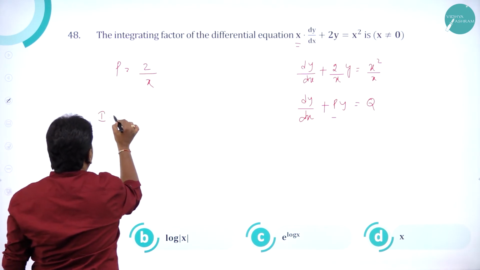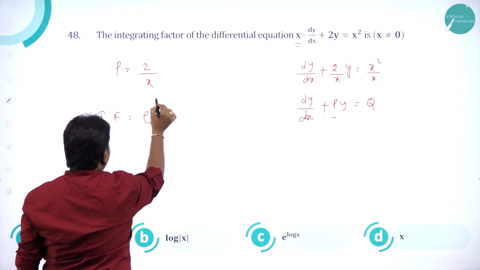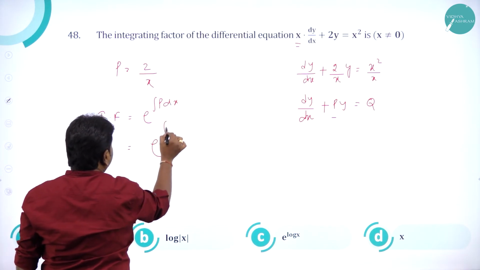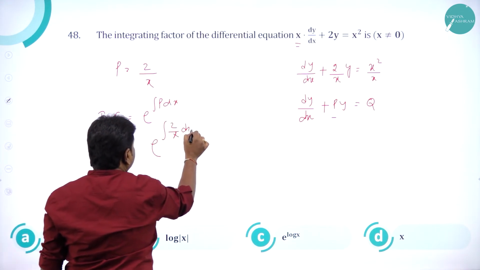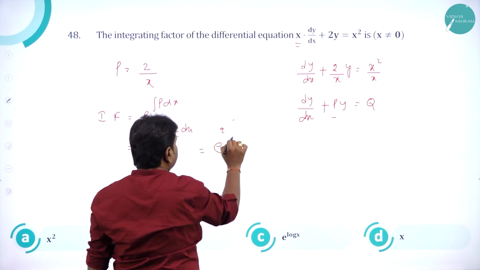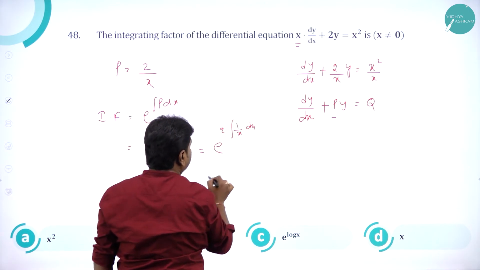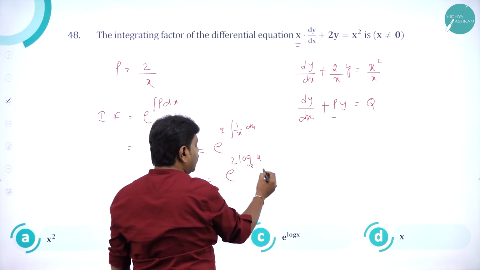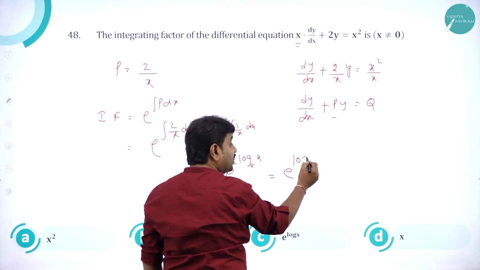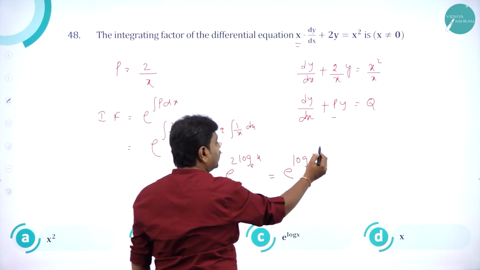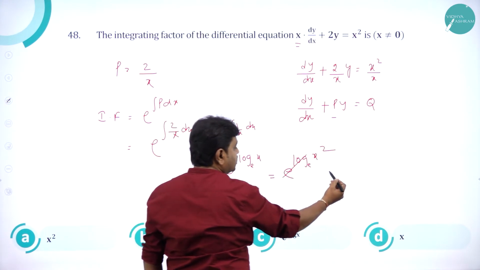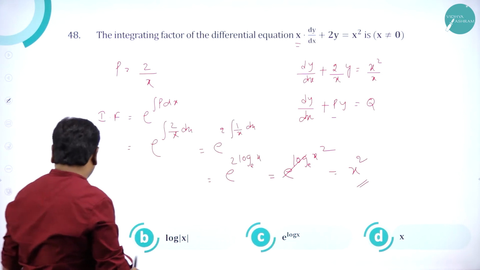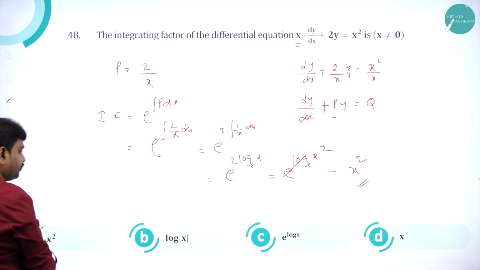What is the integrating factor? Integrating factor is e power integration p dx. That will give you e power integration of 2 by x dx. 2 is a constant, take it out. Integration of 1 by x is log x. So, e power 2 log x. You know m log a in mathematics can be written as log a power m. So, e and log cancel. The integrating factor is exactly x square. So, do we have x square? Search for it. Yes, option A.